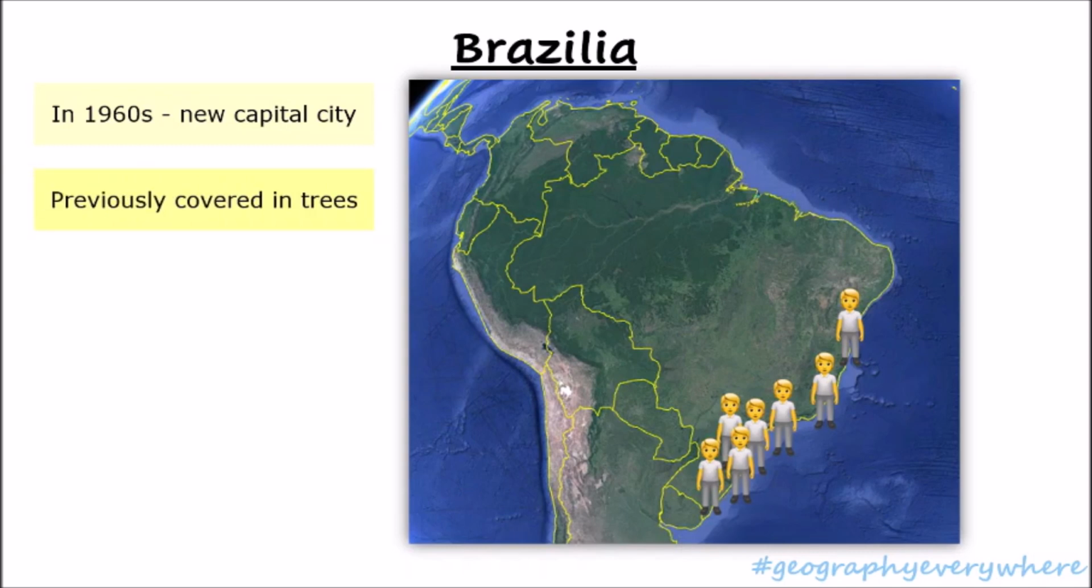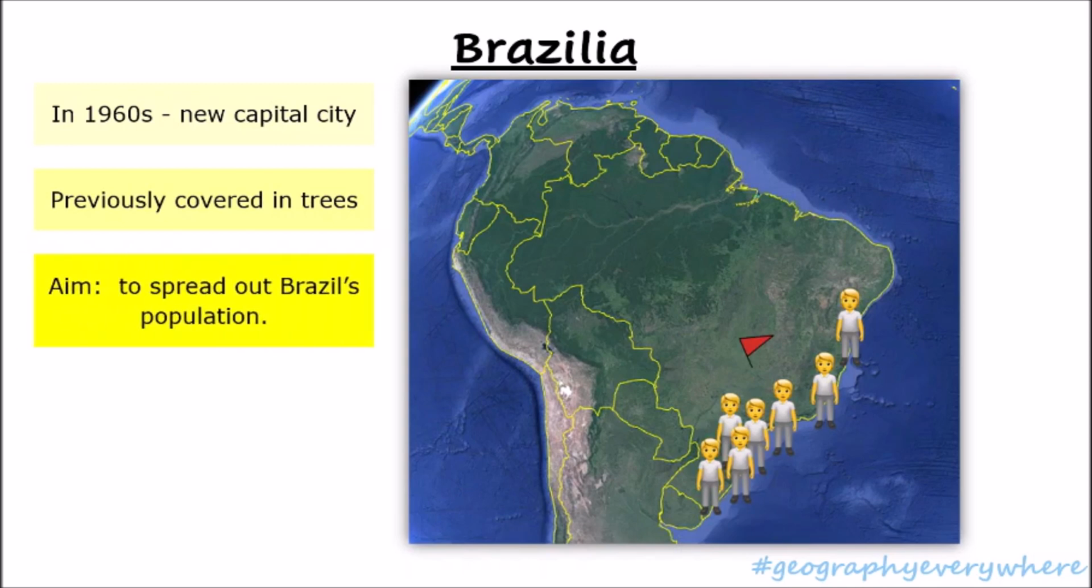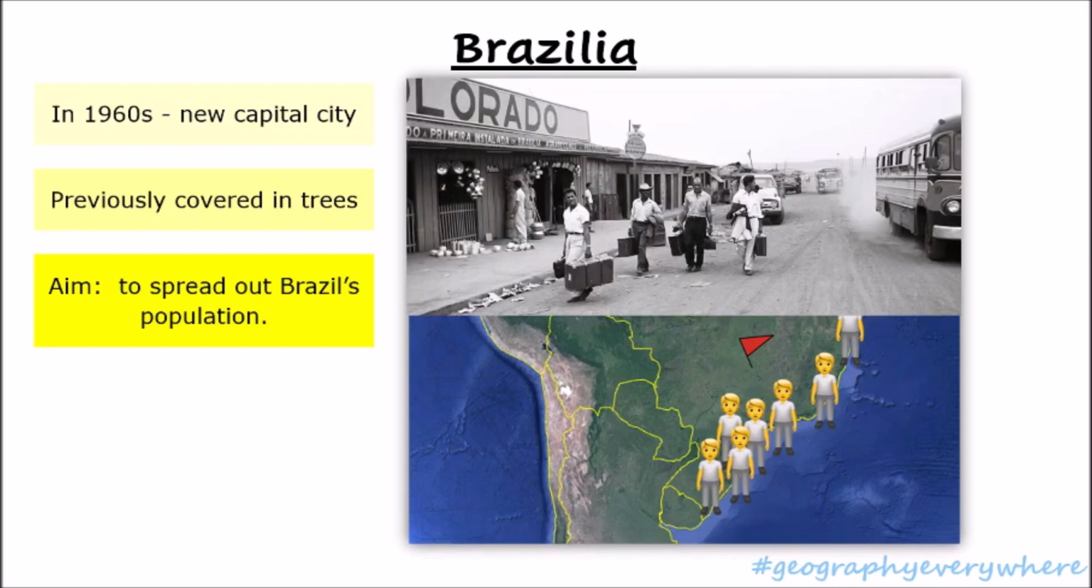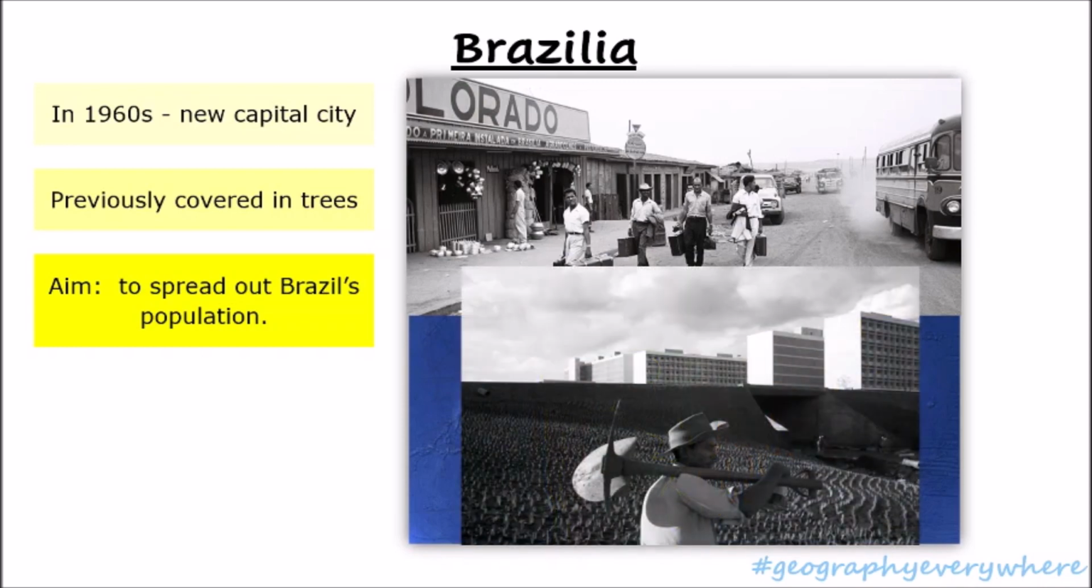Previously, this area was covered in trees and vegetation. However, over a period of 3 years, everything was flattened out and new buildings were built. The aim of placing Brasilia where it is was to spread out Brazil's population so that it is not concentrated along the coast and along the southeast. Over here we can see some photos taken in the 1960s when Brasilia was being built. Many construction workers came to the city, built it, and ended up living there after it was built.